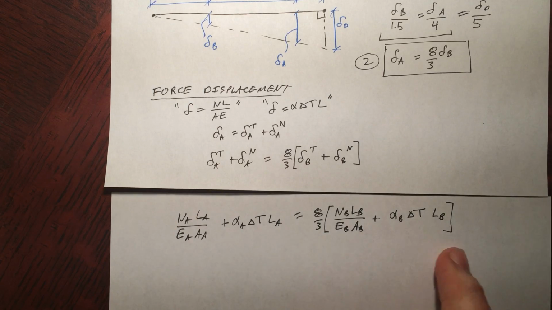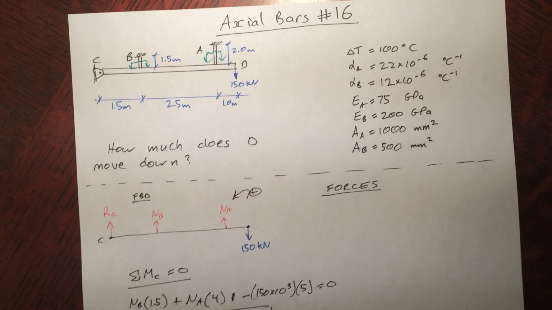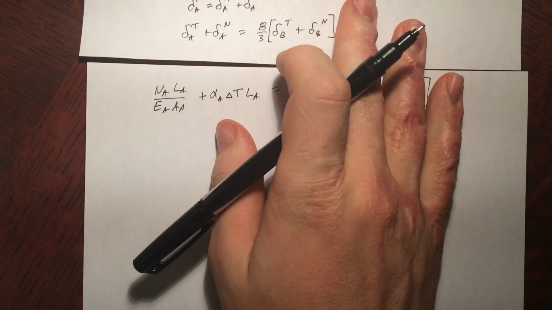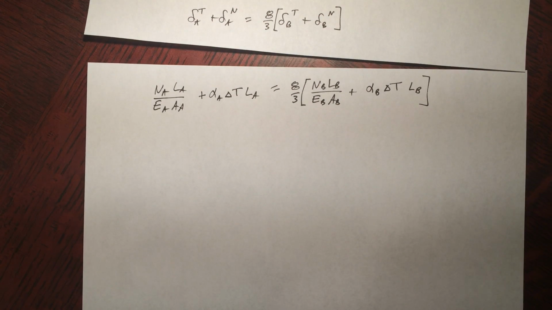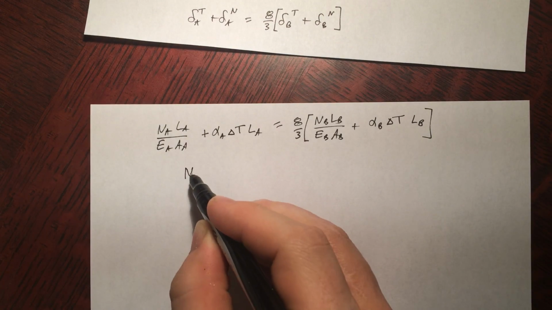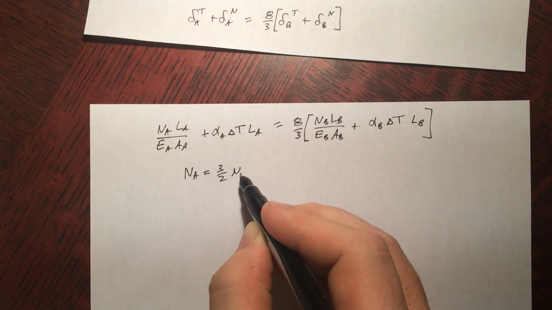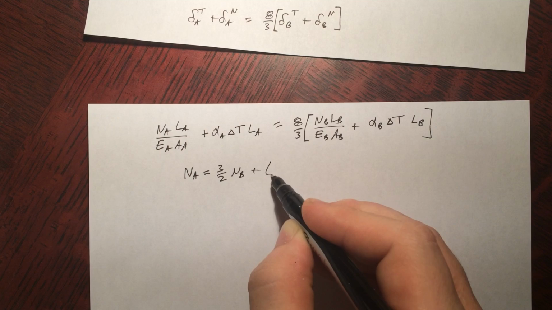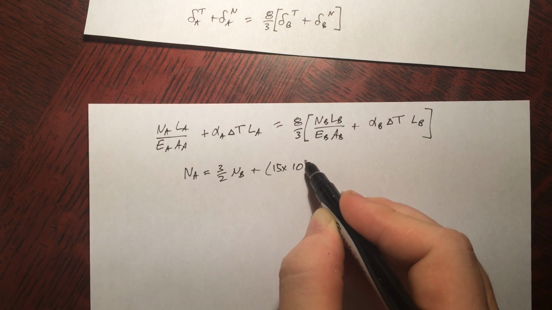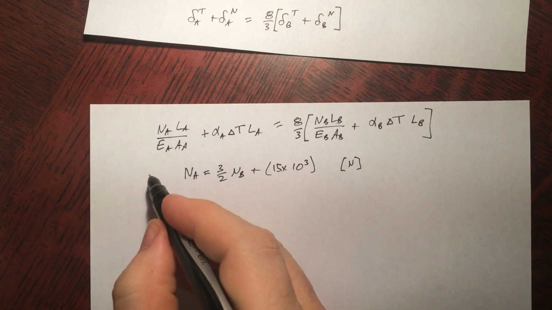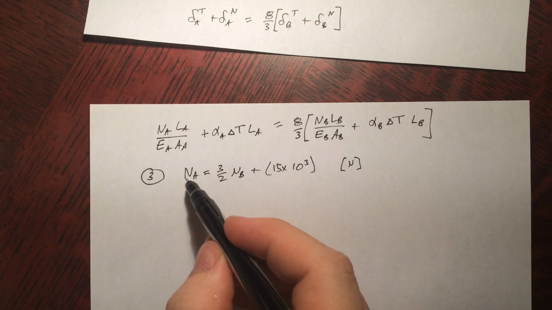Now, I'm not going to go through it. You can plug all these values in over here. I had to spend time writing that big list down. But anyway, you plug them in and you get that N_A equals 3/2 N_B plus 15 times 10 to the 3. This is in newtons. Alright, we'll call this equation 3.